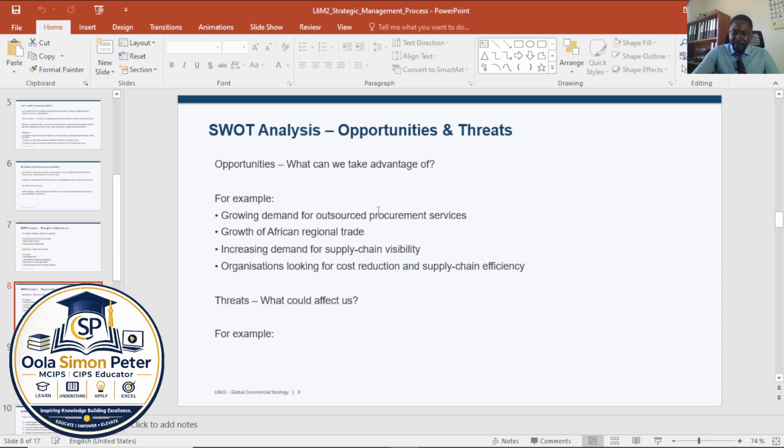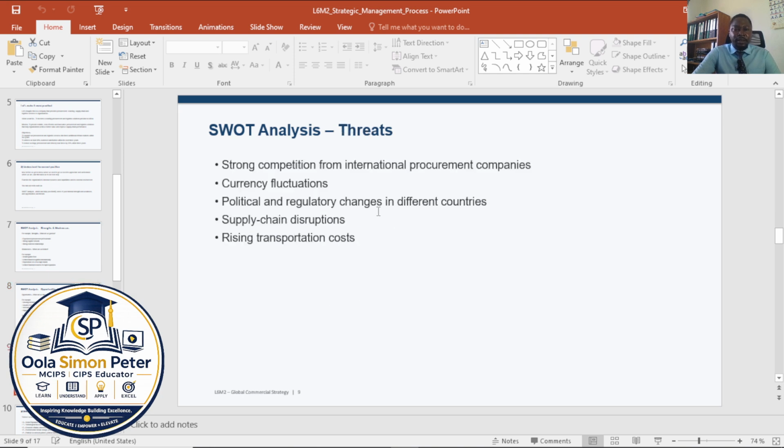So what are some of the threats? Now, under the SWOT analysis, you also have threats. What could affect us? Okay. Look at the strong competition from international procurement companies. You're not going to be doing this alone. Okay. Now, these threats can also help you come up with the appropriate strategies on how to reduce these threats. Currency fluctuations. What will be the strategies? Political and regulatory changes in different countries. Supply chain disruptions and also rising transport costs.